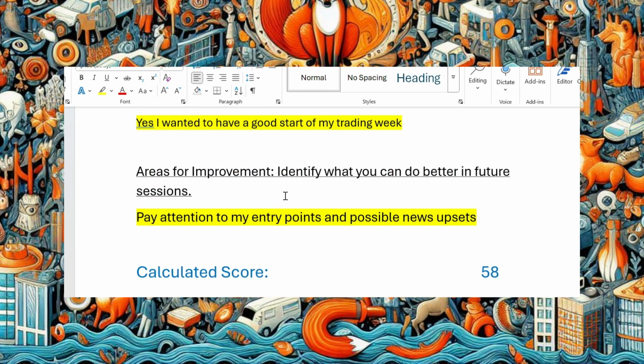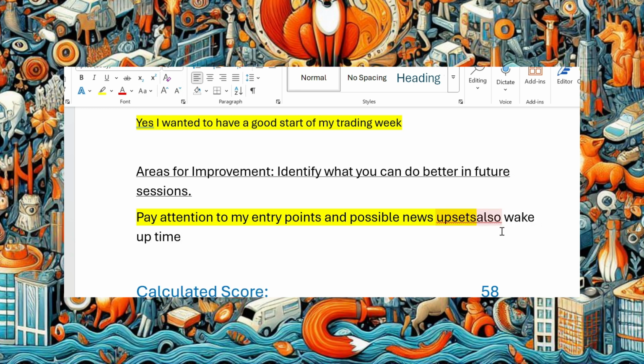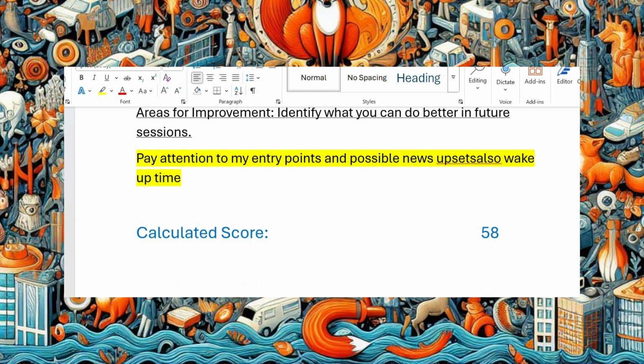Areas for improvement. Identify what you can do better during future sessions. Pay attention to my entry points and possible new setups, and also wake up time. So I'll add that. And my total score was a 58.